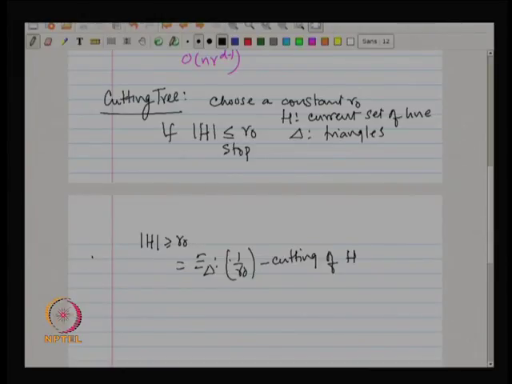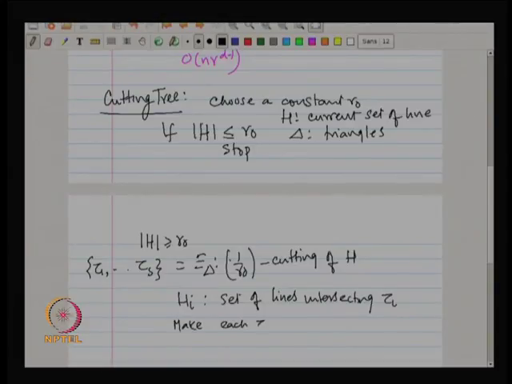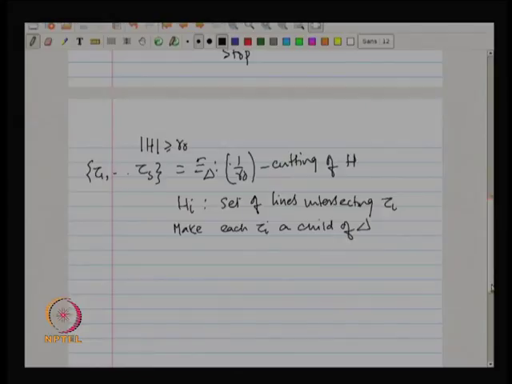So, let us call this one tau 1, tau s. So, you compute a cutting of these lines. Let H_i be the set of lines intersecting tau i. Make each tau i a child of delta, and then you compute the cutting tree recursively on H_i and tau i for all i.